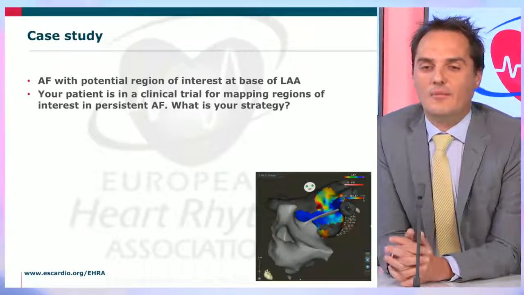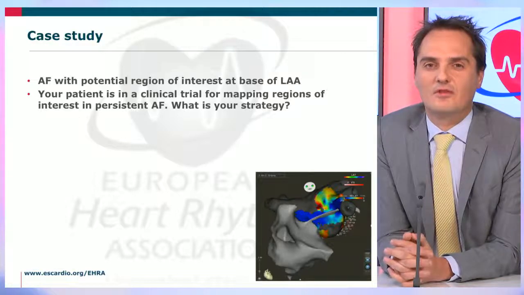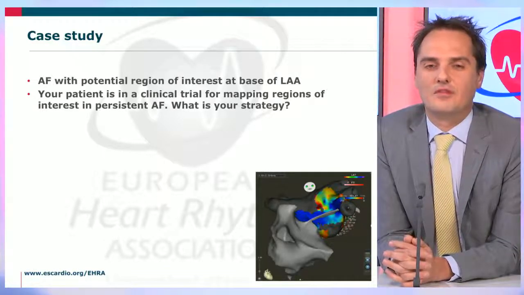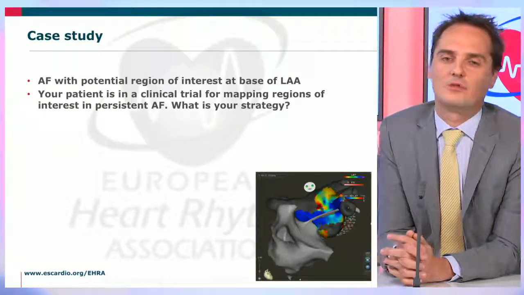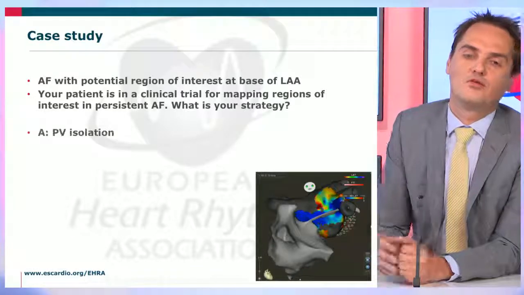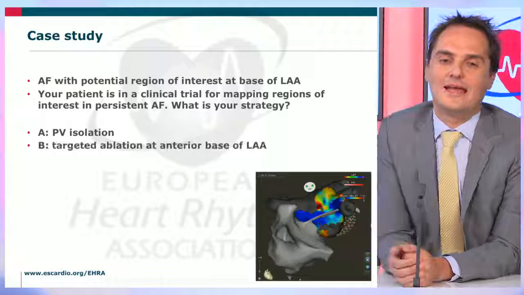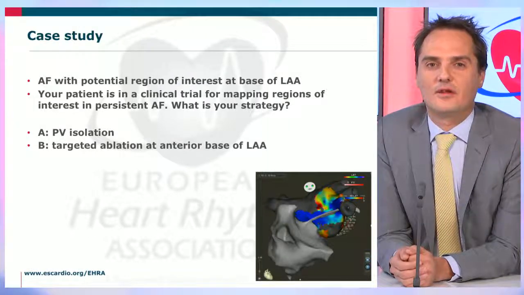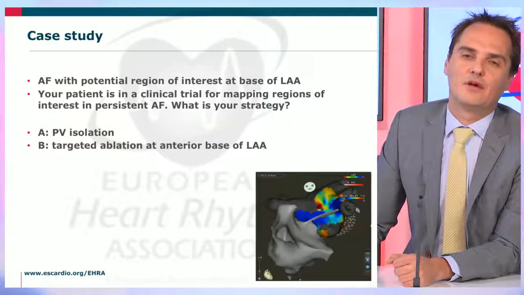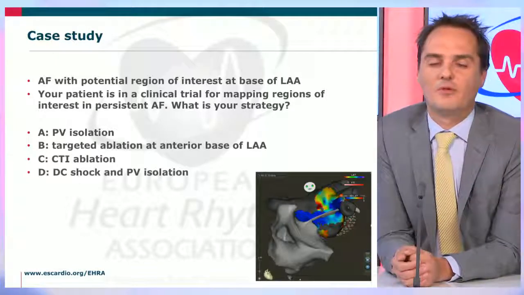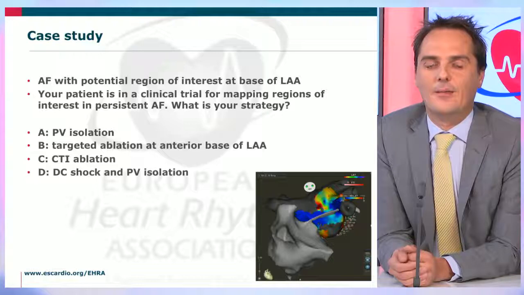And now, for the purpose of debate, and it's not invented, this is a patient from a clinical trial. Let's assume this patient is in a clinical trial for mapping these regions of interest in persistent atrial fibrillation. What would be your strategy? Would it still be PV isolation, option A? Option B, targeted ablation at the anterior base of the left atrial appendage? Option C, cavo-tricuspid isthmus ablation, or option D, DC shock and PV isolation?